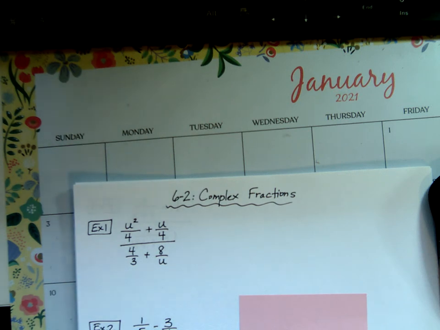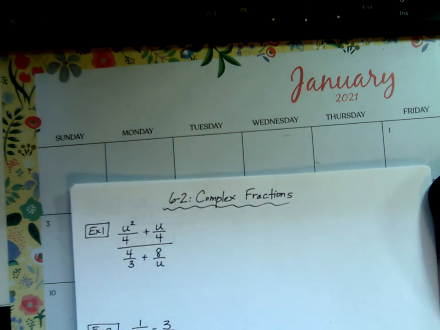Section 6.2, complex fractions. These are a lot like your solving questions from section 6.1. So we're trying to do something kind of similar to what we just did in section 6.1. The difference is these are not solving, these are simplifying. So that does put a whole different spin on where we're at and where we're going. So this is example number 1.